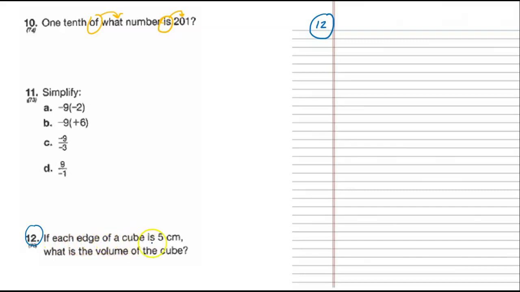If each edge of a cube is 5 centimeters, what is the volume of the cube? If I were to draw the cube, I would know that each edge is 5. I know that volume is equal to length times width times height, and you're writing all of this down. 5 times 5 times 5 is equal to 125.